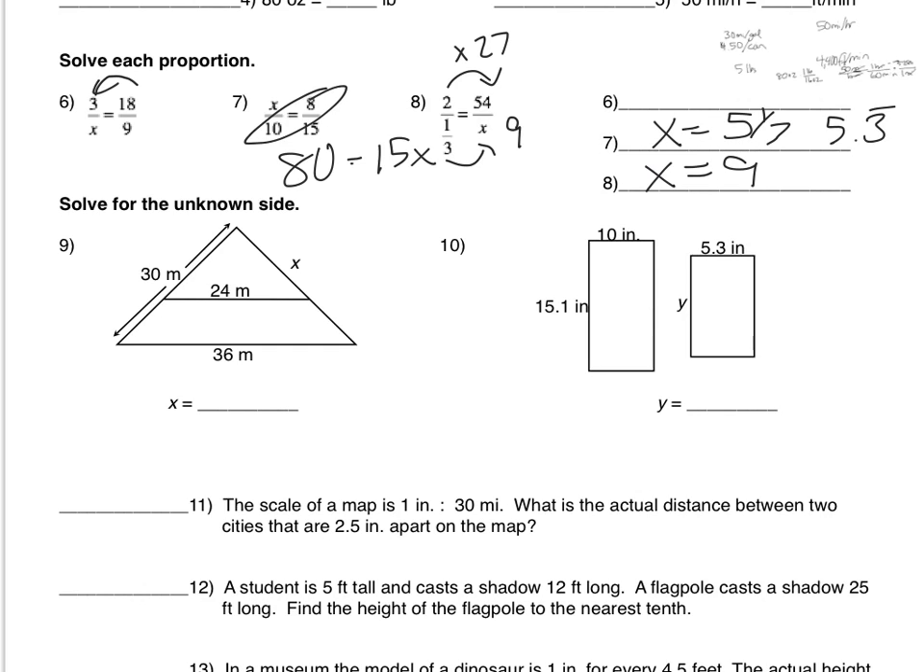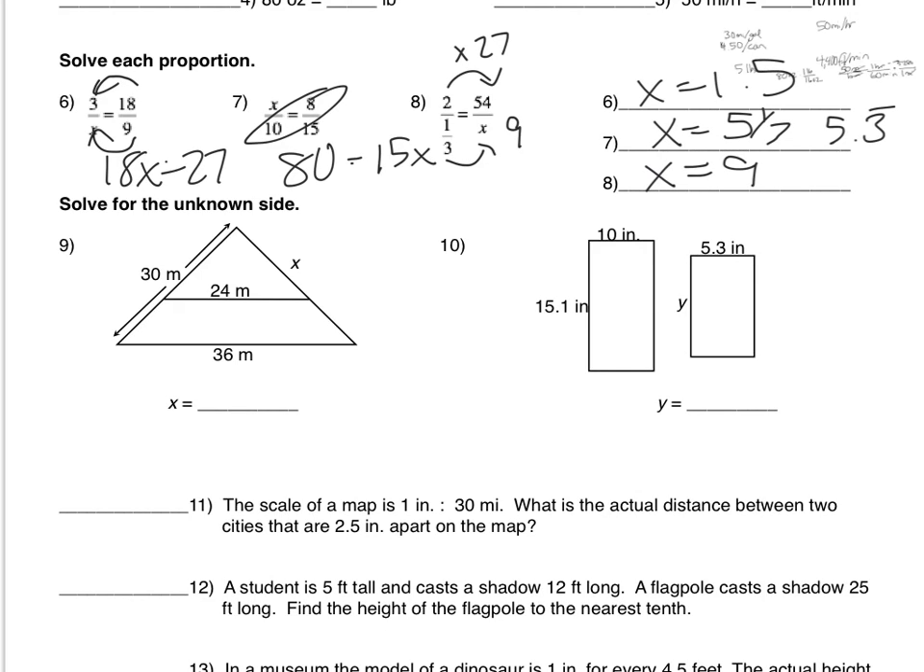For number 16, I suppose you could do it mentally. 18 divided by 6 is 3, and 9 divided by 6 is 1.5. Or you could do 18x equals 27, and then 27 divided by 18 will also give you the 1.5.